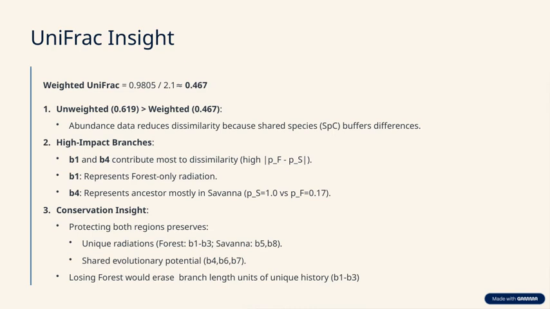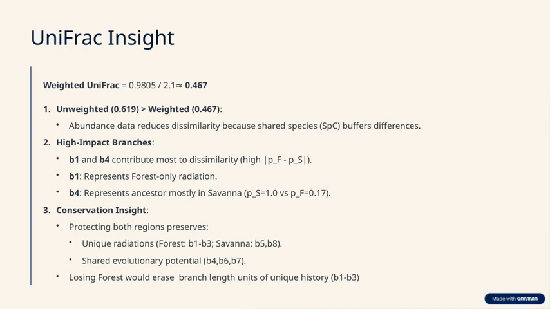Let's take a closer look at the UniFrac insight here. First, the weighted UniFrac value is approximately 0.9805, which, when divided by 2.1, gives us around 0.467. Now, compare that to the unweighted UniFrac, which is 0.619. Notice that the unweighted measure is higher than the weighted one. This tells us that when we incorporate abundance data, the dissimilarity between the communities actually decreases. Essentially, shared species, what we call SBC, play a buffering role, reducing the overall difference because these common species are present in both regions.